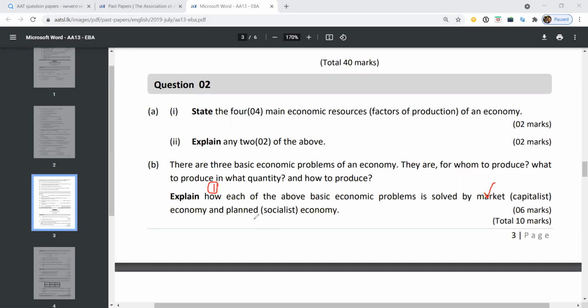When we come to a social economy, the government concentrates on the requirements of the society. Then goods are supplied for the wealth of the society. Then they make goods for everyone. That's how this problem is solved by a planned economy. The major thing is social welfare or the requirements of the society. They make goods based on the requirements of the society.